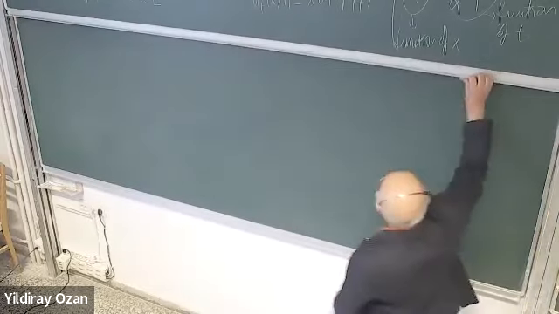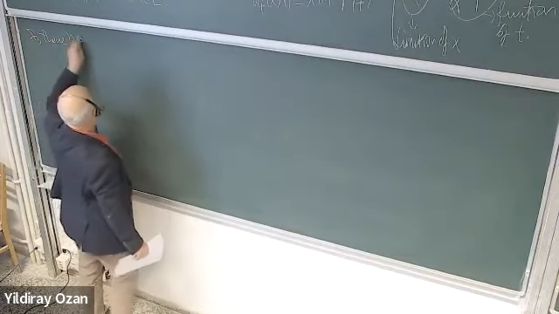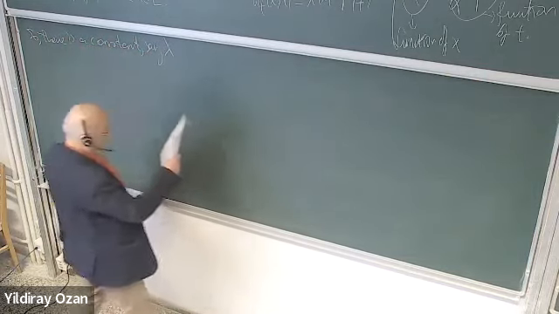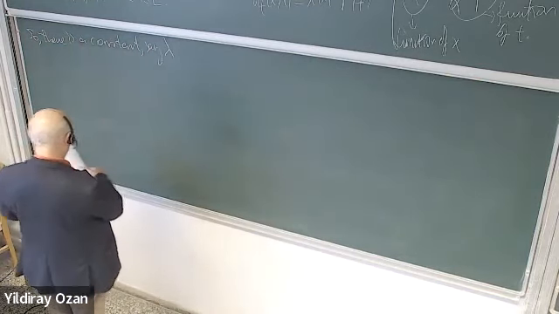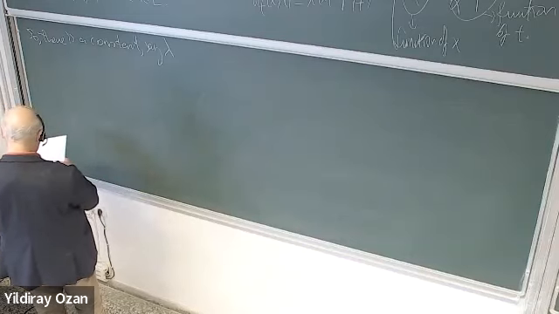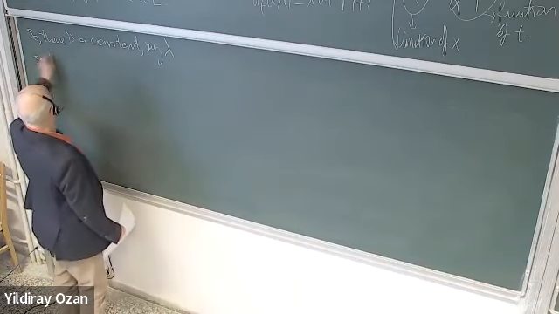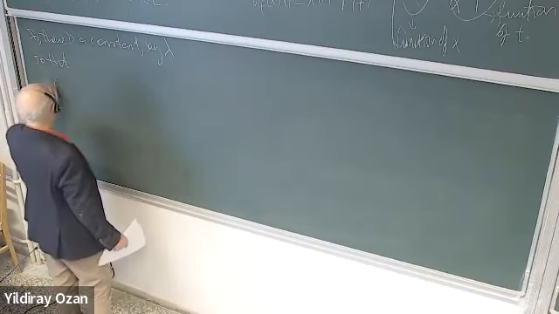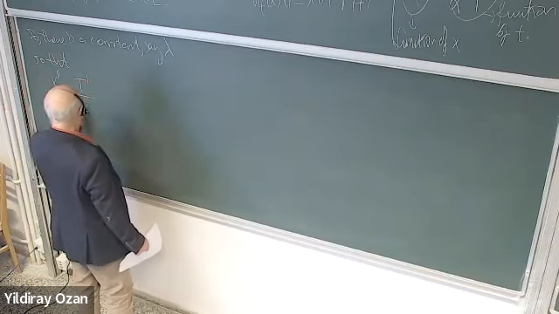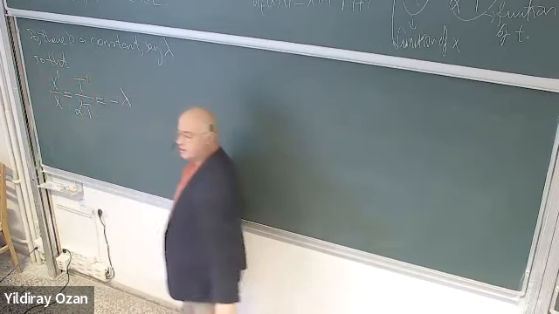So this means what? So there is a constant, say lambda, so that X double prime over X and T prime over alpha squared T are equal to both, let me say minus lambda, okay?